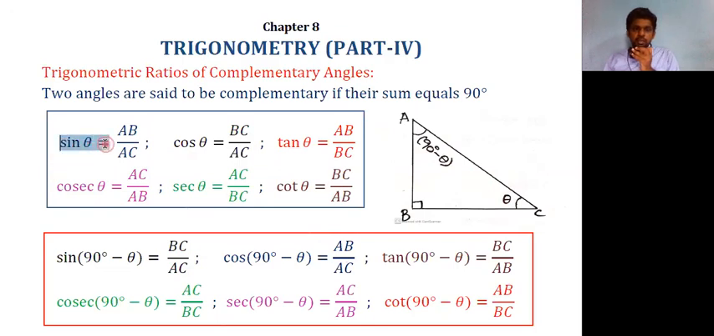So here, what is sine theta? Opposite divided by hypotenuse. So here, for this angle theta, the opposite side is AB, adjacent is BC, hypotenuse is AC. So therefore, sine theta is opposite divided by hypotenuse, AB divided by AC. Similarly, what is cos theta? Adjacent divided by hypotenuse. For this theta, BC divided by AC. So what is tan theta? Opposite divided by adjacent. So for theta, AB is opposite, BC is adjacent. So opposite divided by adjacent is AB divided by BC.